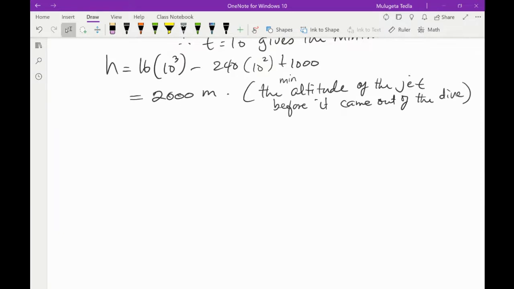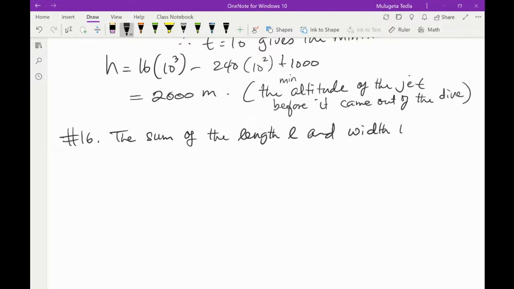So I take number 16. The sum of the length L and width W of a rectangular tabletop is to be 280 centimeters. Let's do it together.